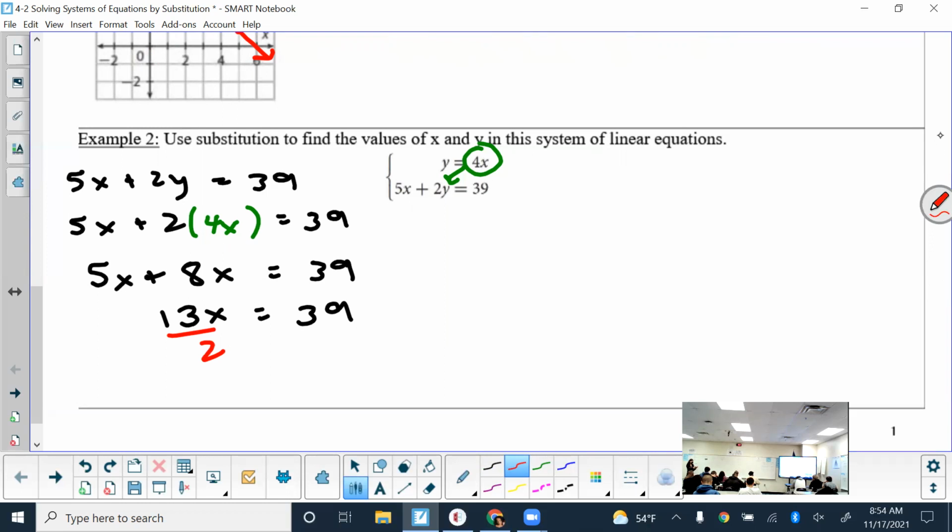Divide by 13. And do that on each side. And x equals.